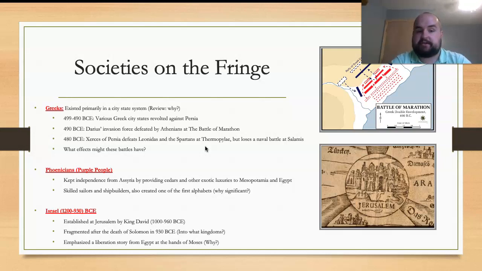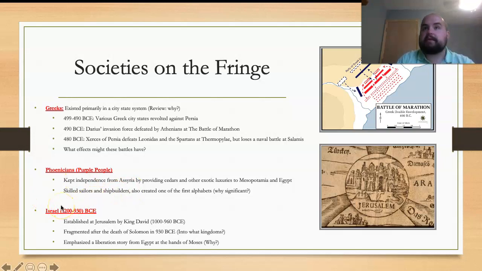The Phoenicians, also known as the Purple People, kept independence from Assyria by providing cedars and other luxuries to Mesopotamia and Egypt, essentially kept Assyria from running them over. They were known as great sailors and shipbuilders, and also created one of the first alphabets in the entire world.